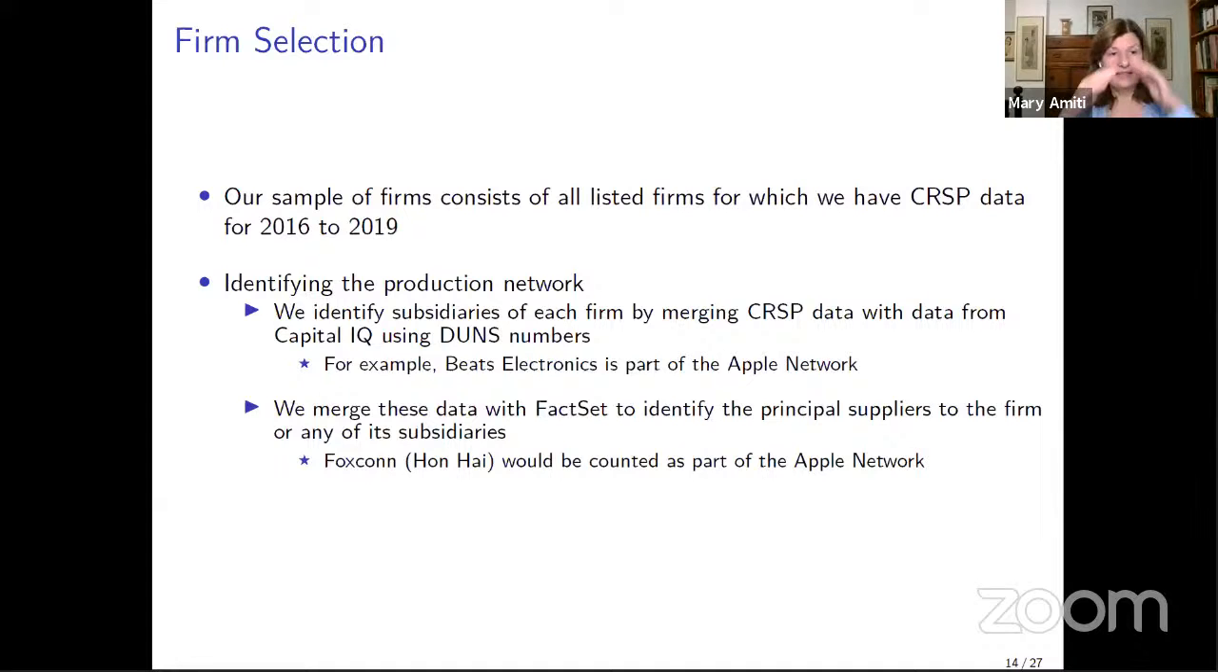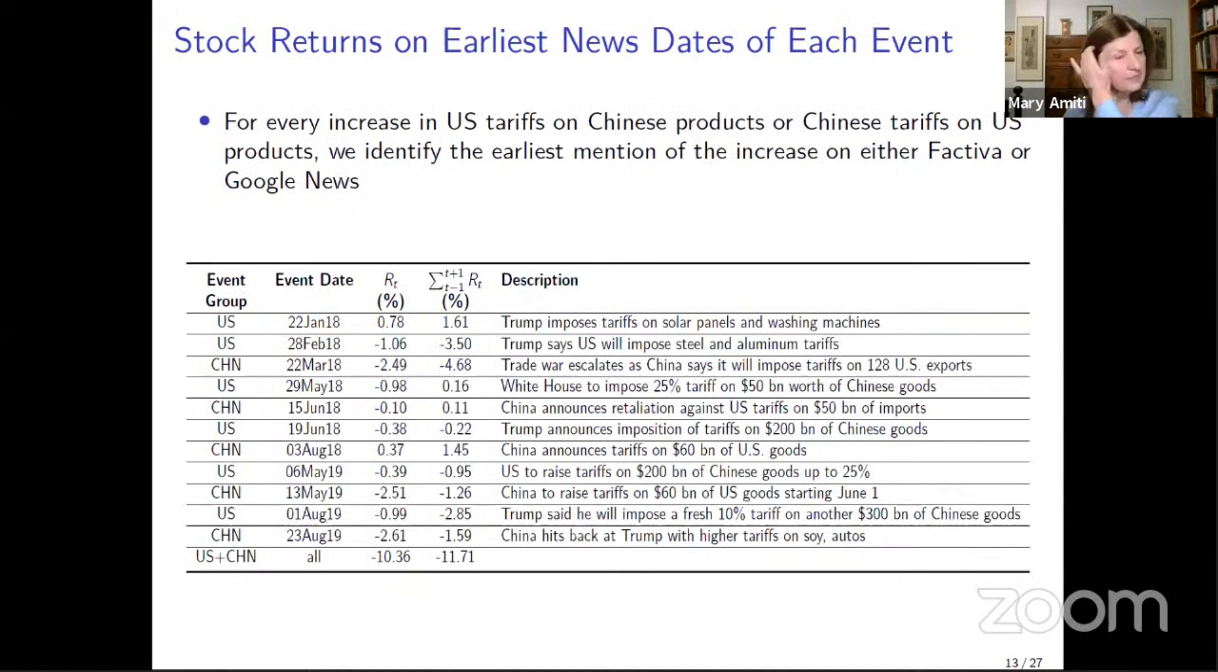Mary, if I can, I have a couple of questions on the announcement. Monica is asking whether these are official announcements. No, they're not official announcements. If the official announcement was the first time we heard about it, then that would be the date.